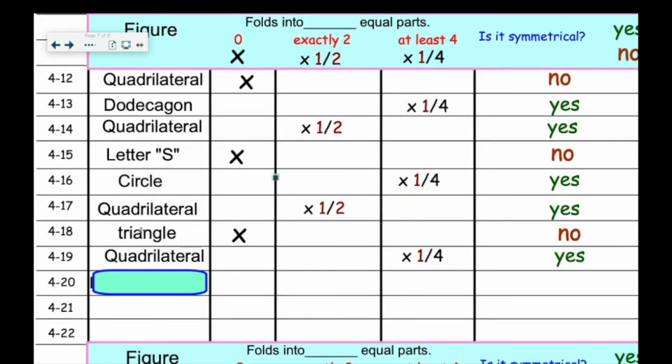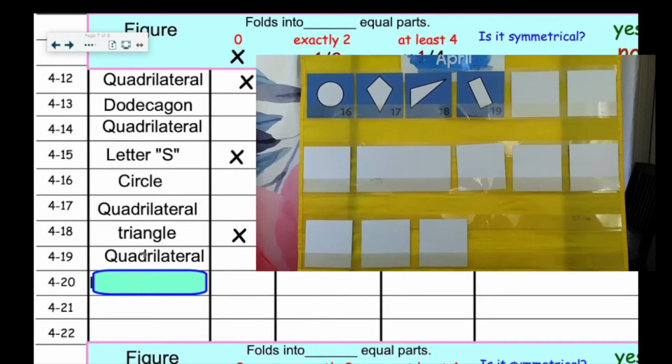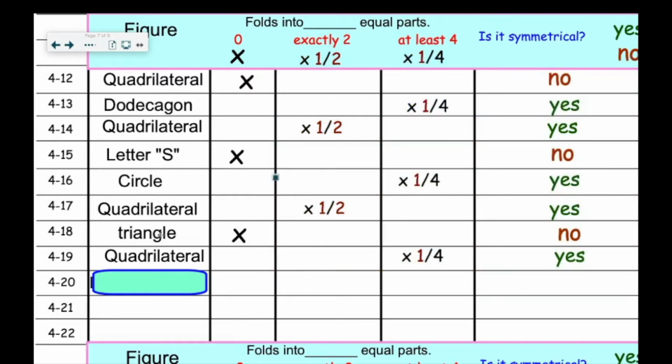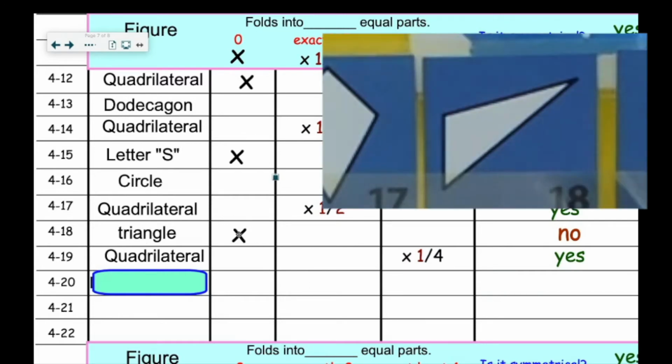So over the weekend we had a triangle and we had another quadrilateral. So you'll see those calendar cards on the calendar. You'll also notice that I've taken away the beginning calendar cards to make room for the new ones. So we had a triangle. That triangle was a funky little triangle. He could not fold into any equal parts, which means no equal parts, they weren't symmetrical.